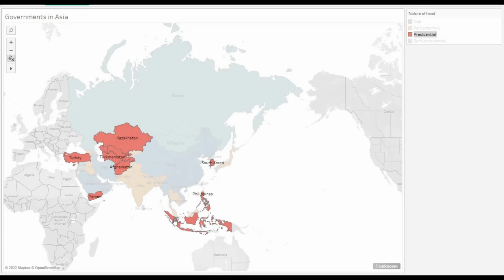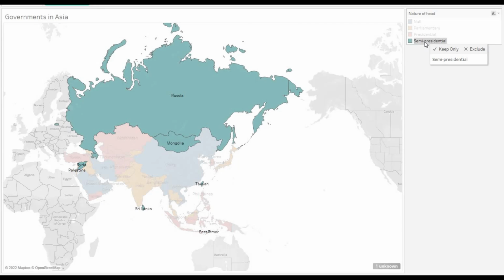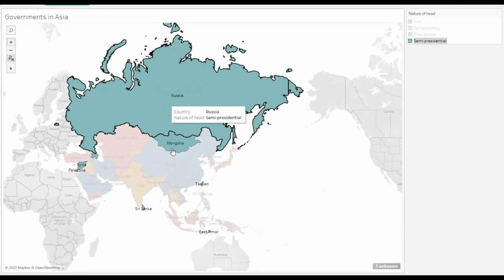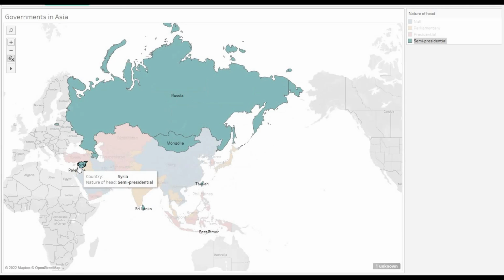And in the case of the presidential system, we can see Indonesia, the Philippines, South Korea, and these countries in Central Asia: Kazakhstan, Turkmenistan, Afghanistan, Turkey, and Yemen in West Asia have a presidential system of governance. And there's another form of governance, that is a semi-presidential system, which we can say is largely in Russia and Mongolia, as well as Syria in West Asia. And we even have Sri Lanka, where they have a semi-presidential form of governance.